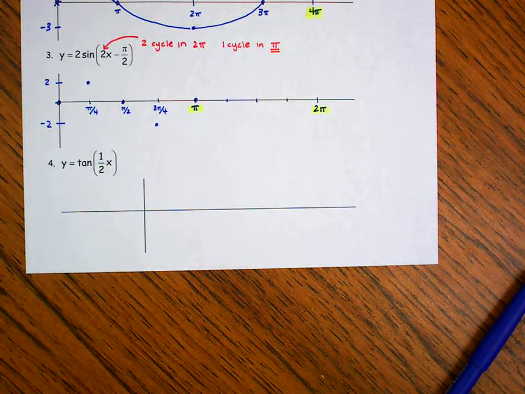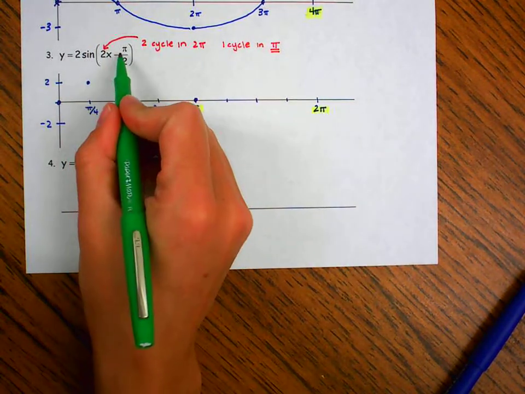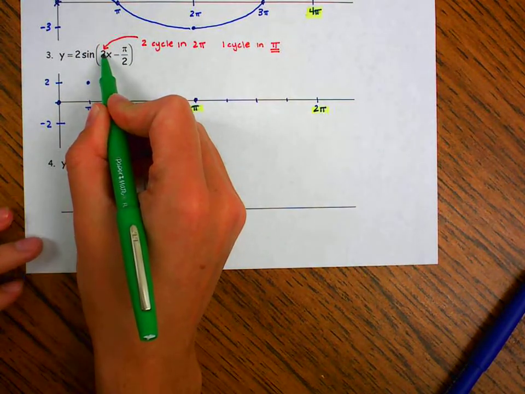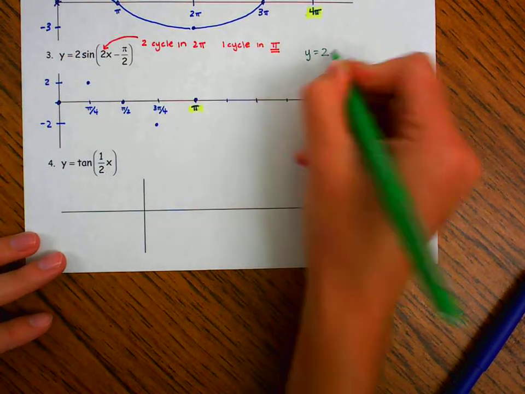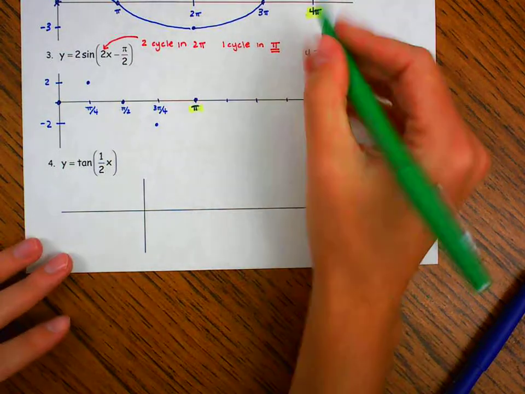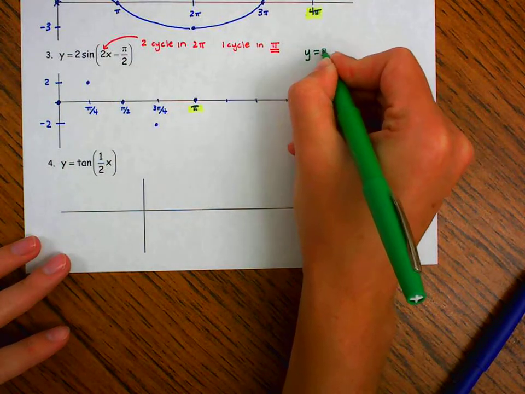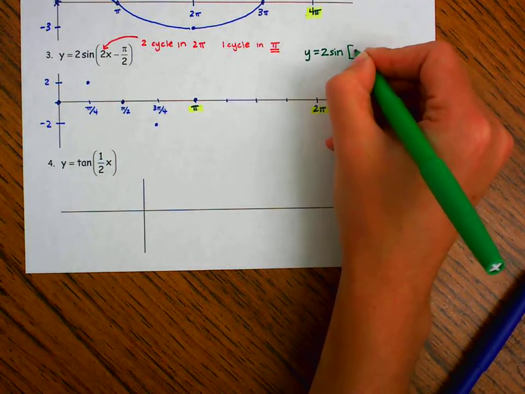I'm going to grab a different color real fast. What do I have here? I guess I'll use green. Because before I can handle my phase shift, I have to factor out this 2, and I'm going to do that by dividing by 2. So I'm going to write y equals 2 sine of, now I factor out that 2.